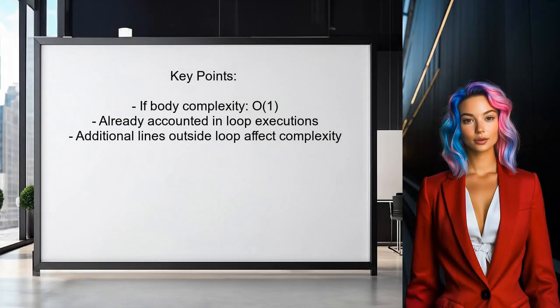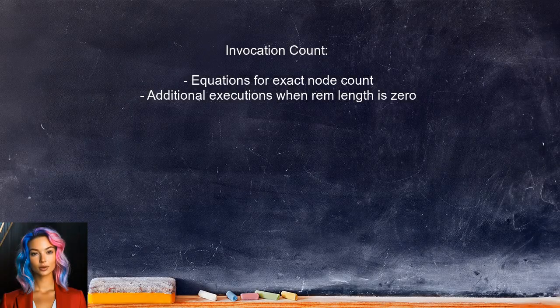The user notes that the if statement's complexity is O(1) since it only prints, and this is already accounted for in the loop's execution count. They also mention that if more lines were added outside the loop, those would need to be considered in the complexity calculation. Finally, they provide equations to determine the exact number of for-loop body invocations, emphasizing the need to account for the additional executions when the remaining string length is 0.